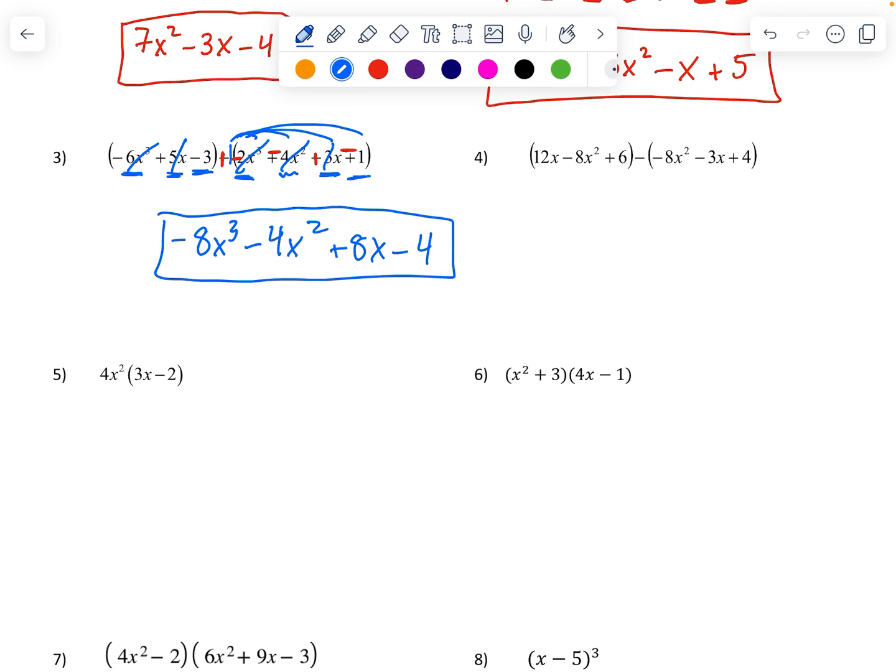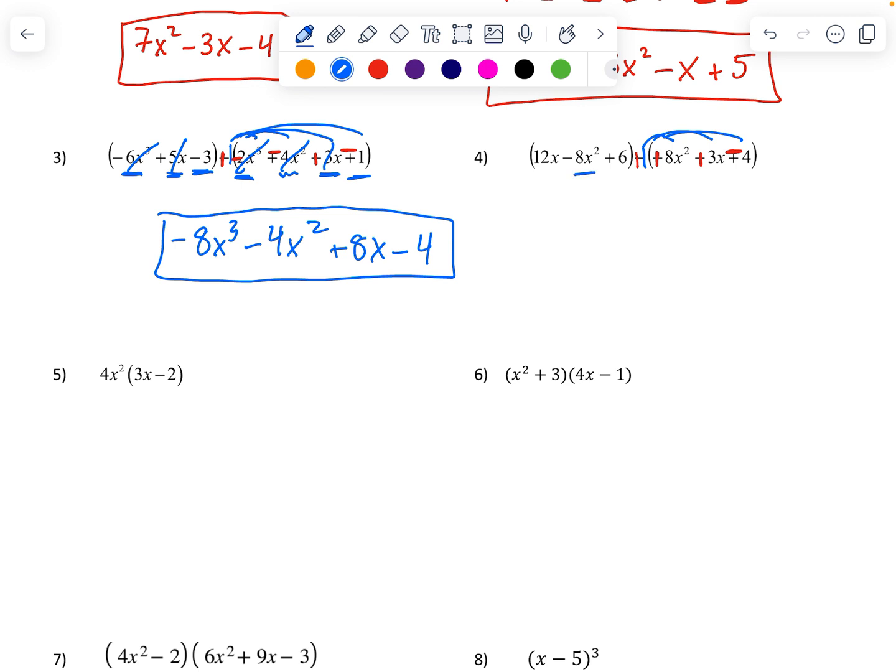So let's try it again like that. We've got this invisible negative 1. We are distributing it, and when we do that, we change the signs. So this becomes a positive 8, a positive 3, and a negative 4. And this becomes a plus sign. So now we can combine like terms.